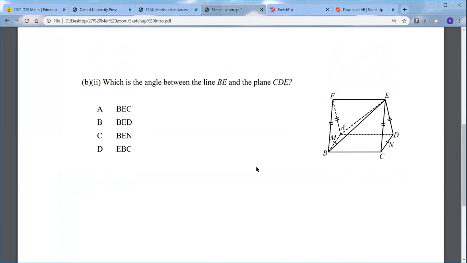Now, this question is much harder than the previous one. Let me give you the answer sheet. All right, once again, no calculation, just identification. All right.